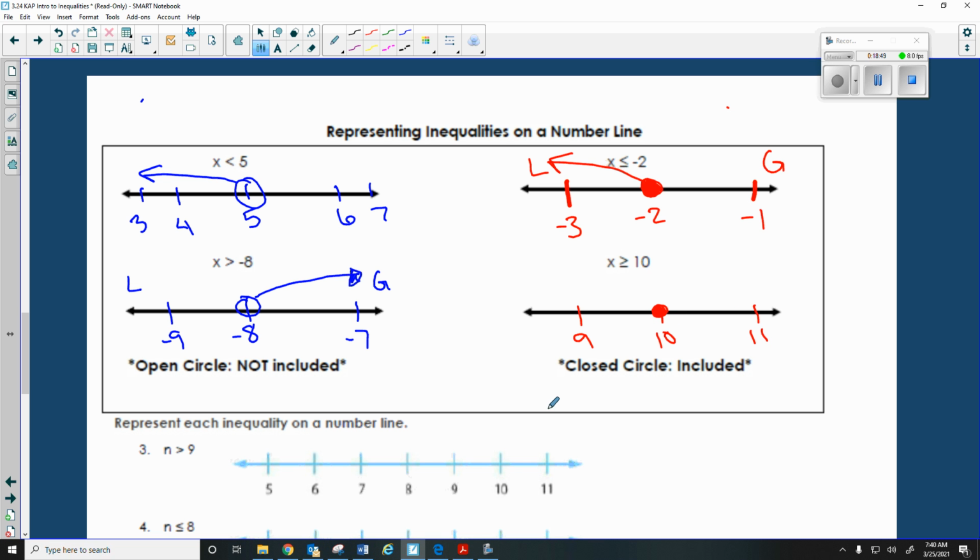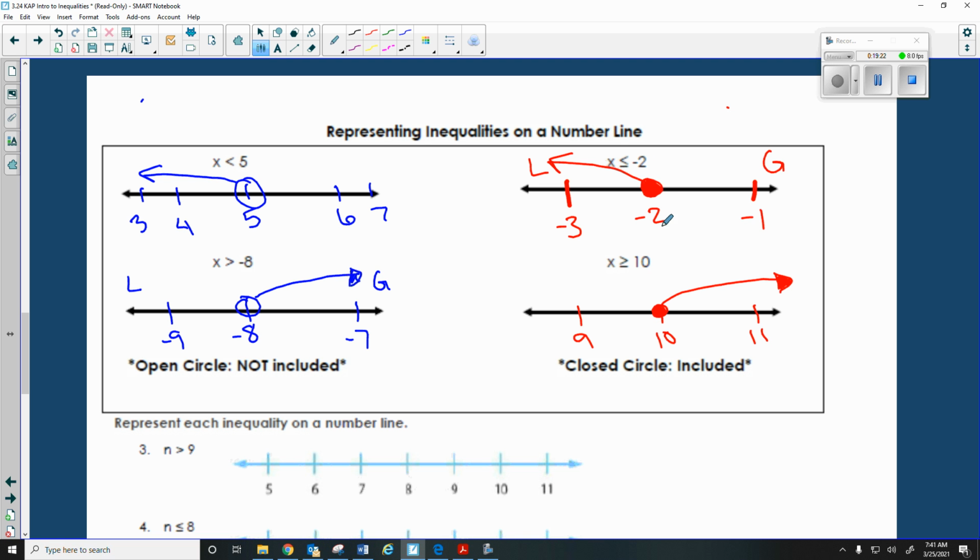Then which one makes it true? 11 and all the numbers this way make it true. So again, what makes it filled in? What makes it open? What makes it open is I cannot include 5 in this. I can't say 5 is less than 5, but I can get so close to it that it hurts. So I'm just going to put an open circle and say I'm not including it, but I'm including everything that way. Again, -8, I can't put it in that, but I'm going to get so close and include all the numbers this way. When it has the line, it can be equal to.